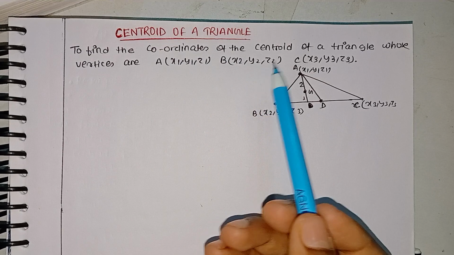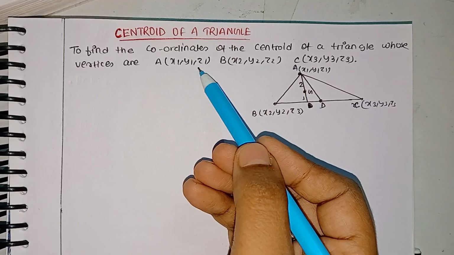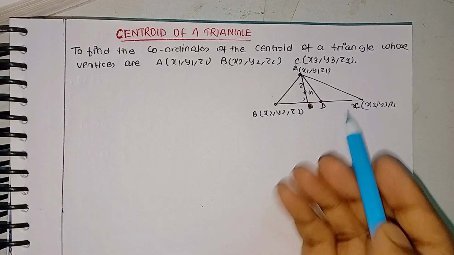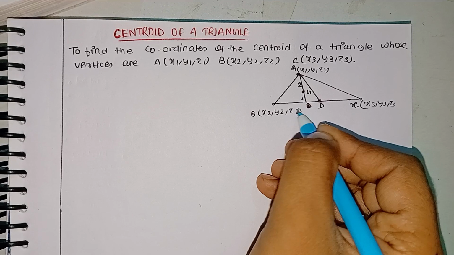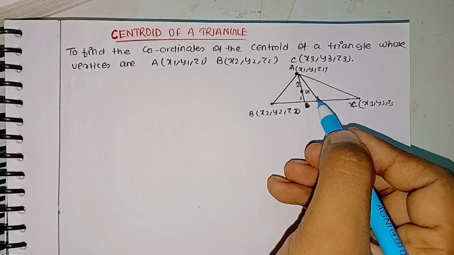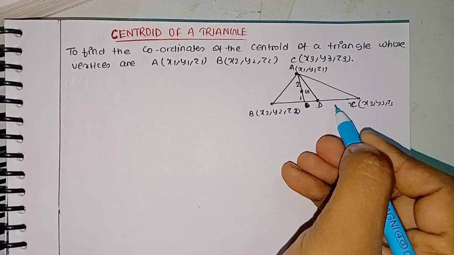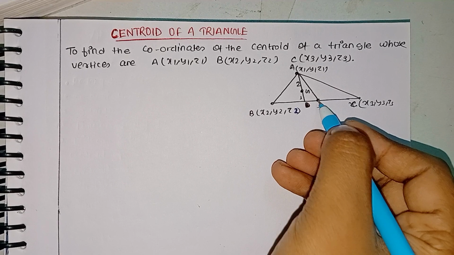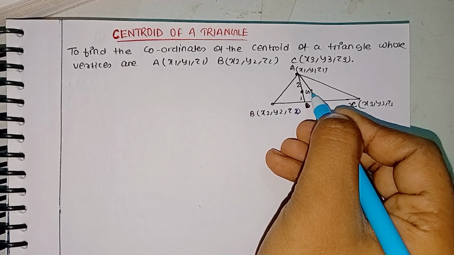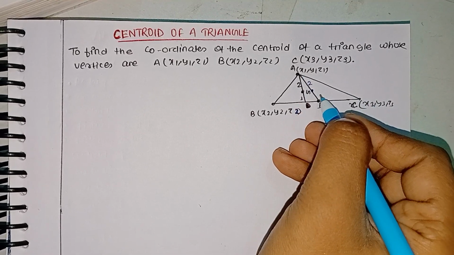To find the coordinates of the centroid of a triangle whose vertices are A (x1, y1, z1), B (x2, y2, z2), and C (x3, y3, z3), how can we find the formula? First of all, we take D as the midpoint of BC. Take D as a midpoint on line BC, and take point G on line AD, which divides AD in the ratio 2:1.